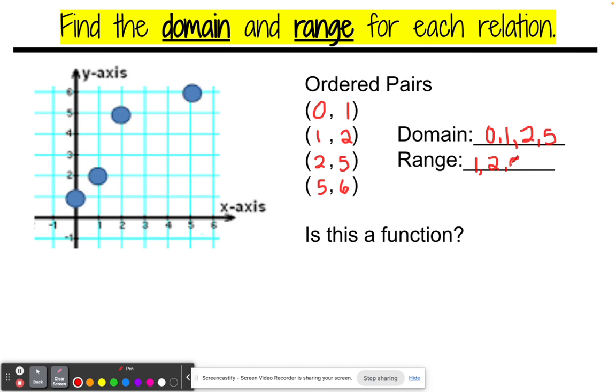So the question is, is this a function? Well, if you remember, for our functions, for every x, we can only have one y. None of my x values repeat. So for every x, I do only have one y. For 0, I only have 1. For 1, I only have 2. For 2, I only have 5. For 5, I only have 6. So yes, this is a function.